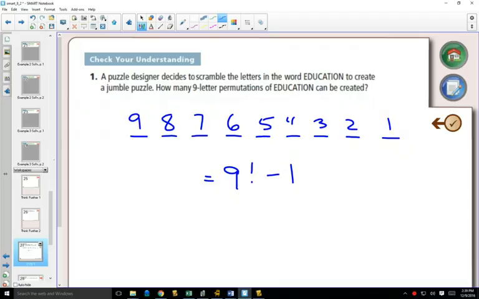But for this, when it says how many 9-letter permutations of education are there, that would include education, so your answer would be 9 factorial, which is a big number. $362,880.